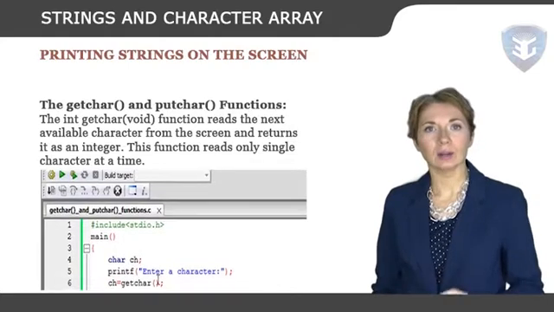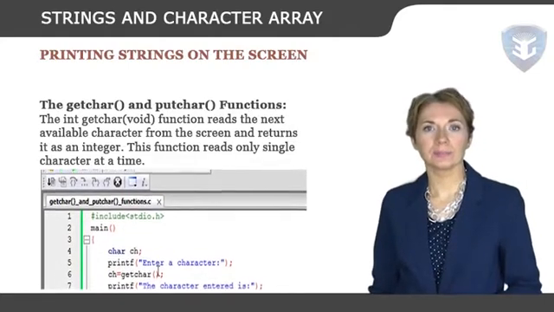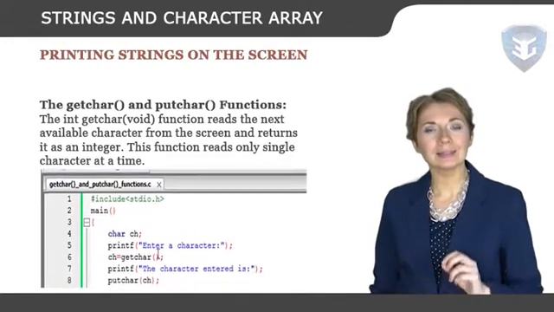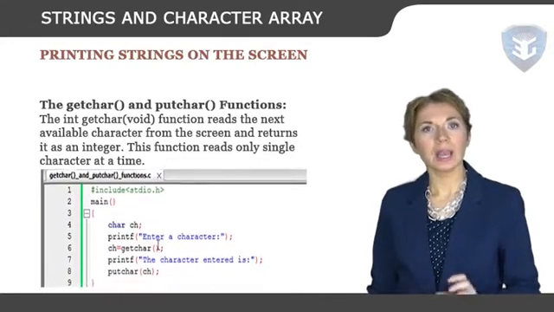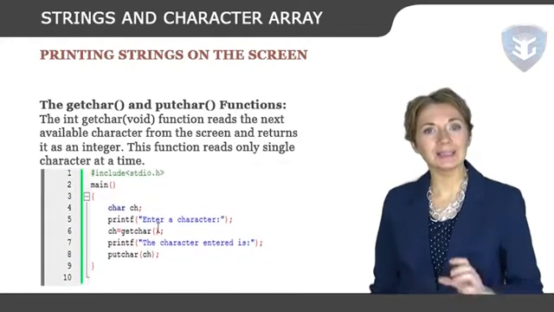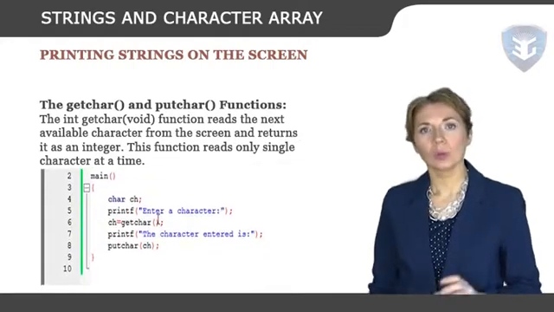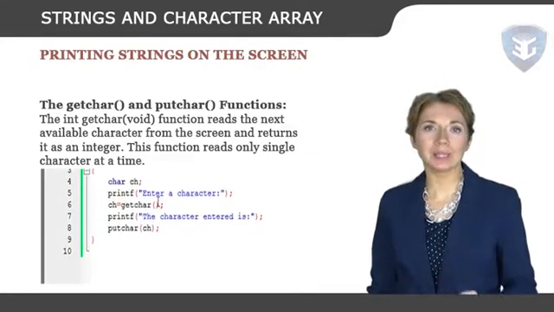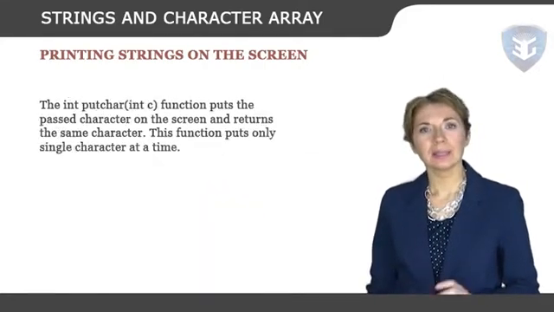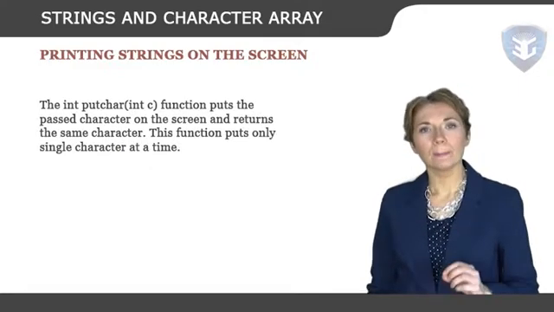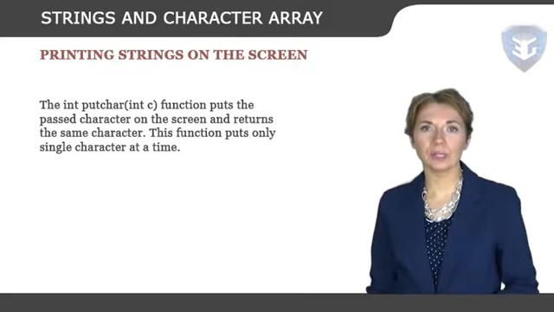The getchar and putchar functions. The int getchar(void) function reads the next available character from the screen and returns it as an integer. This function reads only a single character at a time. One can use this method in a loop in case one wants to read more than one character from the screen.